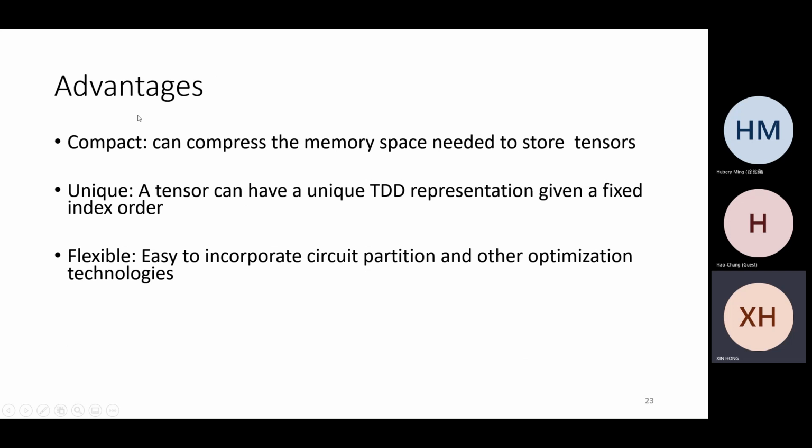Okay. The advantages of using tensor decision diagrams are, first, that it is compact. A lot of nodes in the tensor decision diagram can be merged, so it uses less memory space. And then, if you use the tensor decision diagram, you can cope with quantum circuits with a much larger number of qubits. Also, this representation is unique: a tensor will have only one tensor decision diagram representation given a fixed index order. And it can very easily be incorporated with other tensor network techniques, for example slicing, other circuit partitioning, and a lot of other techniques, so you can use a more flexible contraction order.